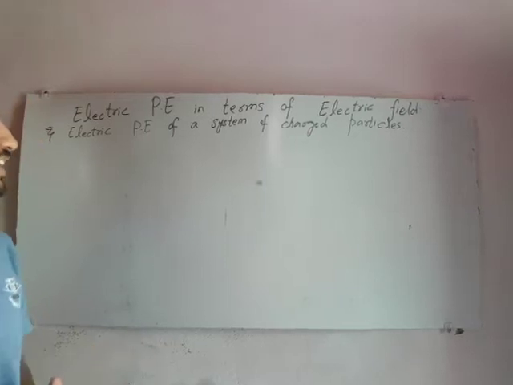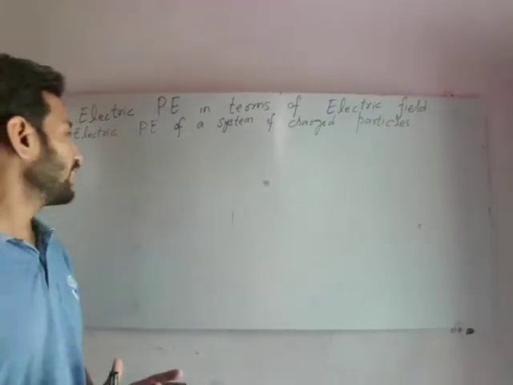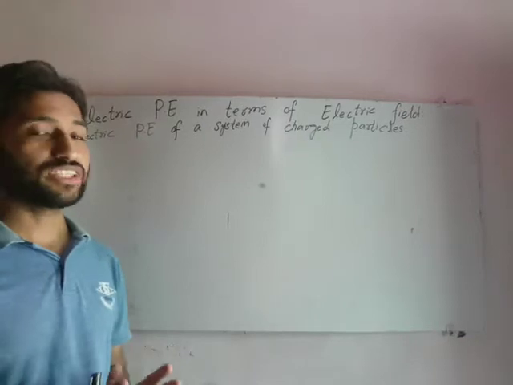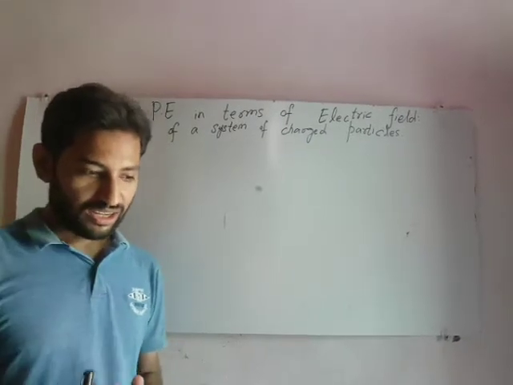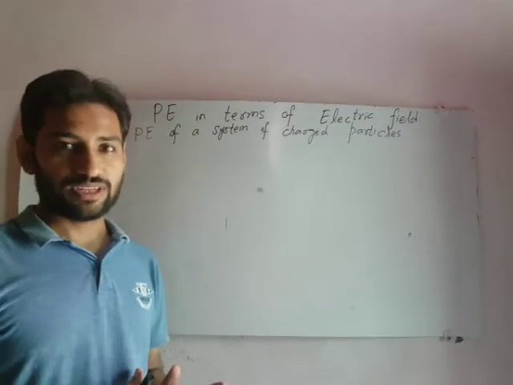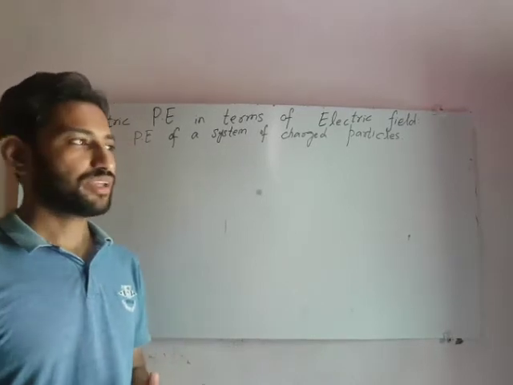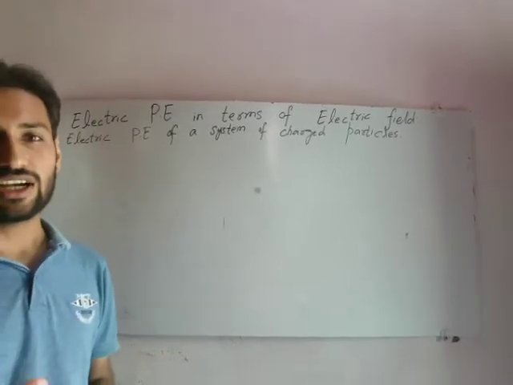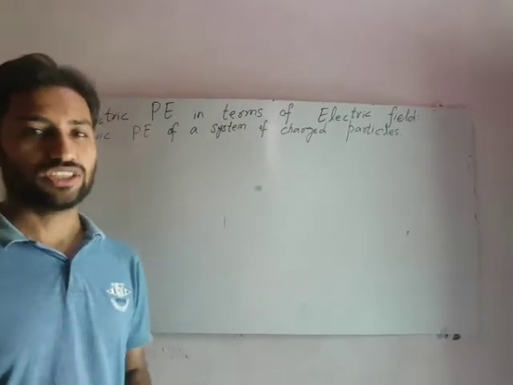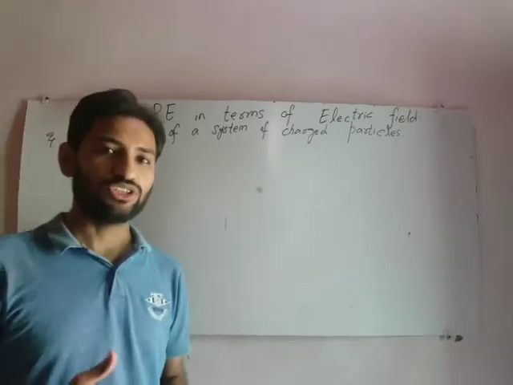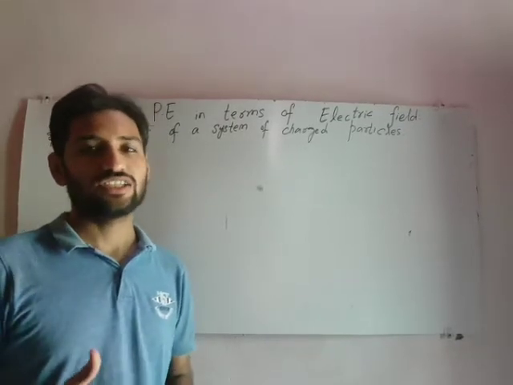Today's topic is electric potential in terms of electric field and electric potential energy of a system of charged particles. This is our fourth chapter, the electric potential. Now, first of all, we will consider a positive charge, a test charge. We know that by convention we use positive charges as test charges.